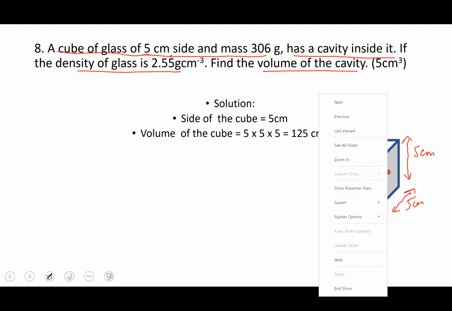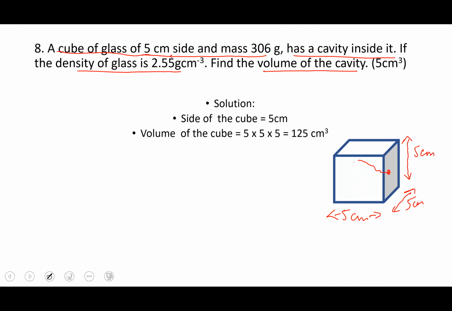Let me draw the cavity over here, and cavity goes into the cube, and here's the situation we have to calculate this much area of the cavity. So the side of the cube is given to us, which is 5 centimeter. We can find out the volume of the cube, which is 5 multiplied by 5 multiplied by 5. It will be 120 centimeter square. Sorry, centimeter cube, because it is a volume.